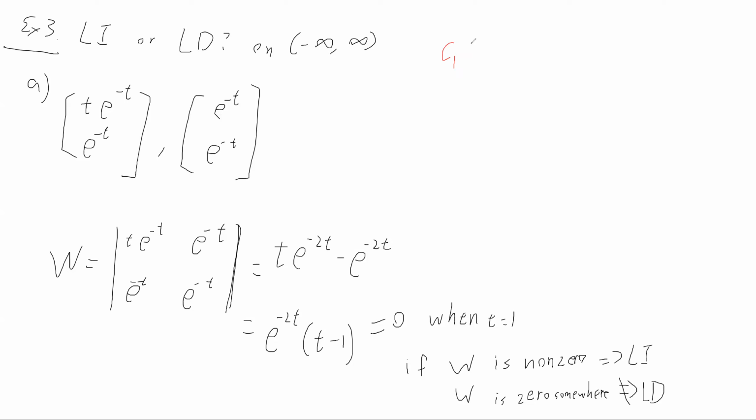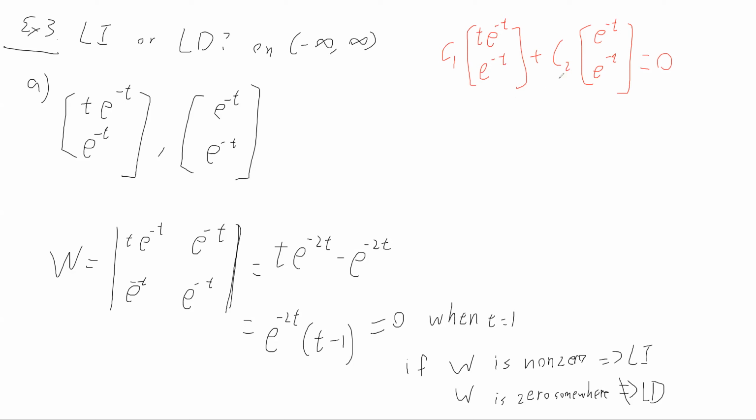So C1 t e to the negative t, plus C2 e to the negative t, e to the negative t, right? By definition, we want this to be 0, and we can show that it's linearly independent if C1 and C2 are both zeros, right?